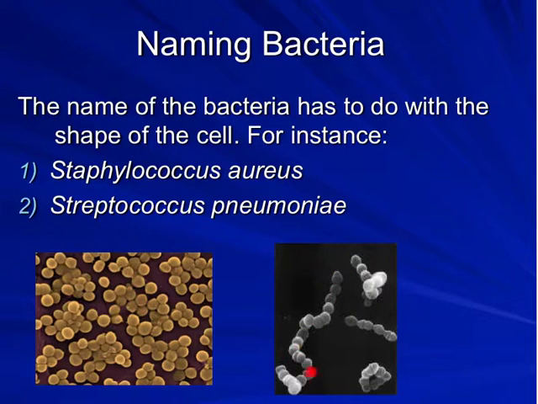And then, of course, we have these guys, Streptococcus pneumoniae. Streptococcus pneumoniae are chains of spherical bacteria. Also, they can cause two things, strep throat and pneumonia, which is where their name comes from. Now, Staphylococcus aureus is the most common bacteria found in our skin.